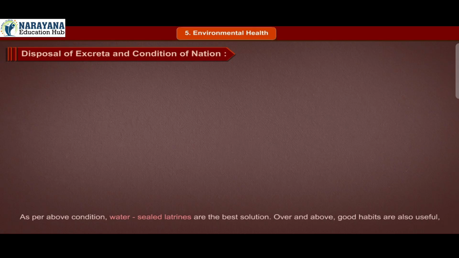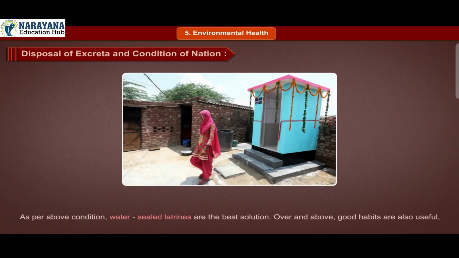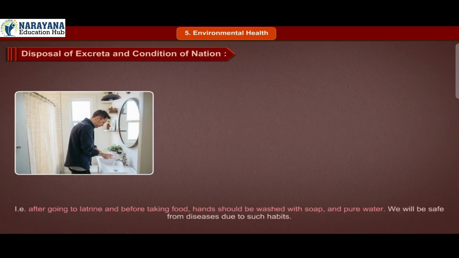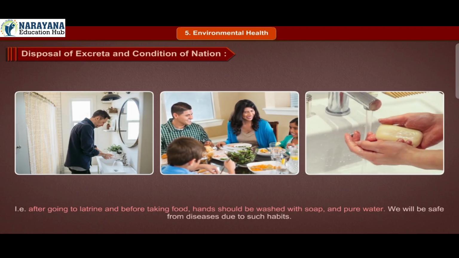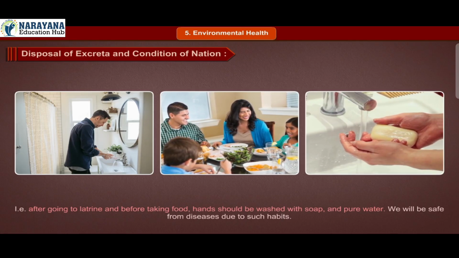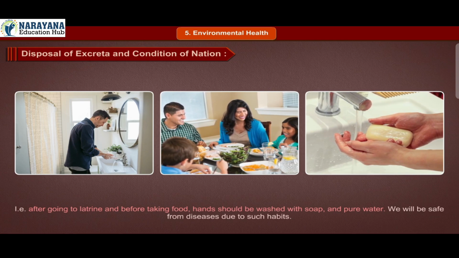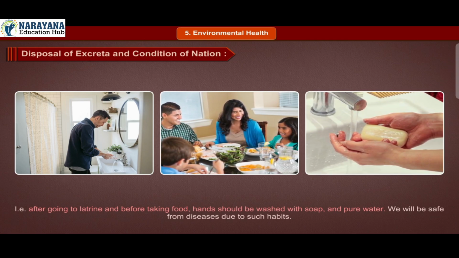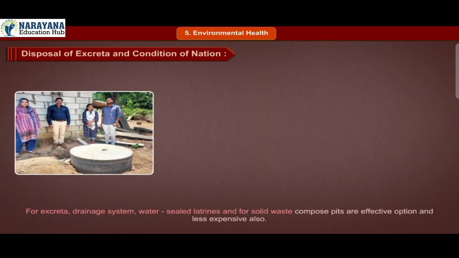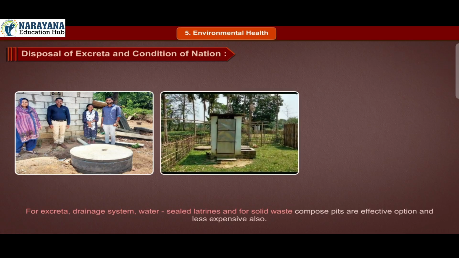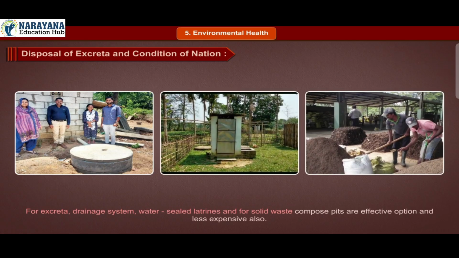As per the above condition, water-sealed latrines are the best solution. Over and above, good habits are also useful. That is, after going to the latrine and before taking food, hands should be washed with soap and pure water. We will be safe from diseases due to such habits. For excreta, drainage system, water-sealed latrines, and for solid waste, compost pits are an effective option and less expensive also.